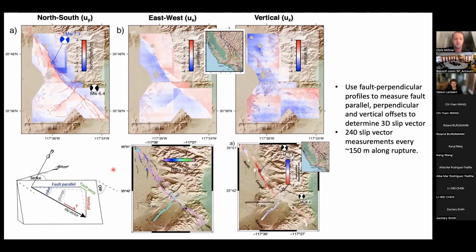Here on the rupture, we take those profiles along all the fractures we can observe. We come up with about 240 slip vector measurements, about every 150 meters along the rupture. This is showing the rake of the slip vector. You can see we have lateral slip, mostly right lateral slip, and then some transtensional oblique strike-slip and normal slip in this area. And then this shows the slip magnitude and the variation along strike.